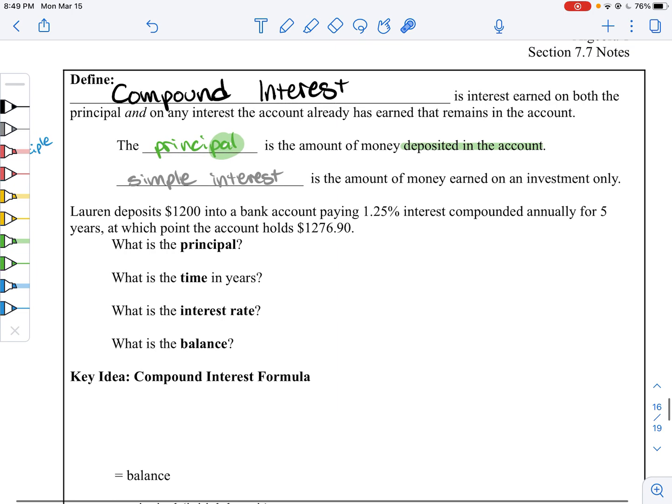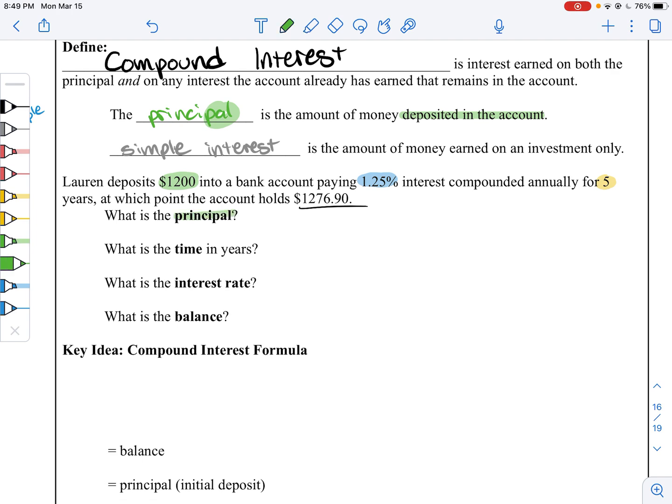So, Lauren deposits $1,200 into a bank account, paying 1.25% interest compounded annually for 5 years, at which point the account holds that much. Well, we have a lot of information here. Let's break it down.